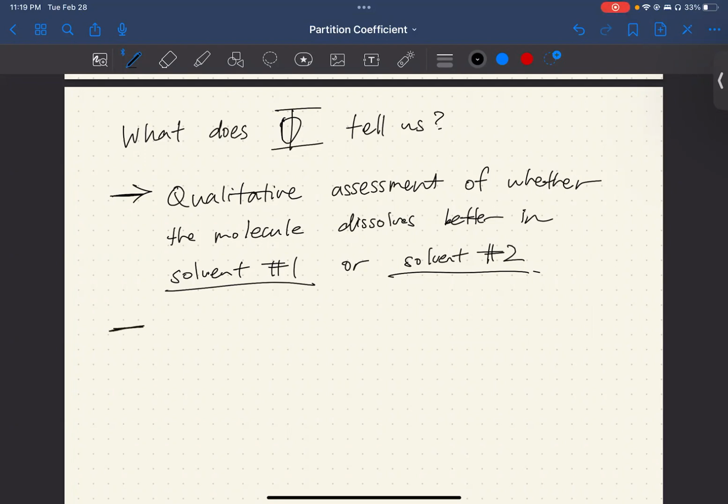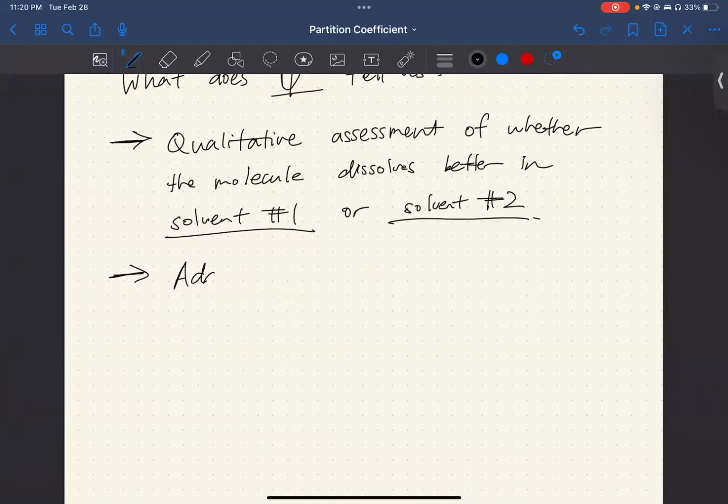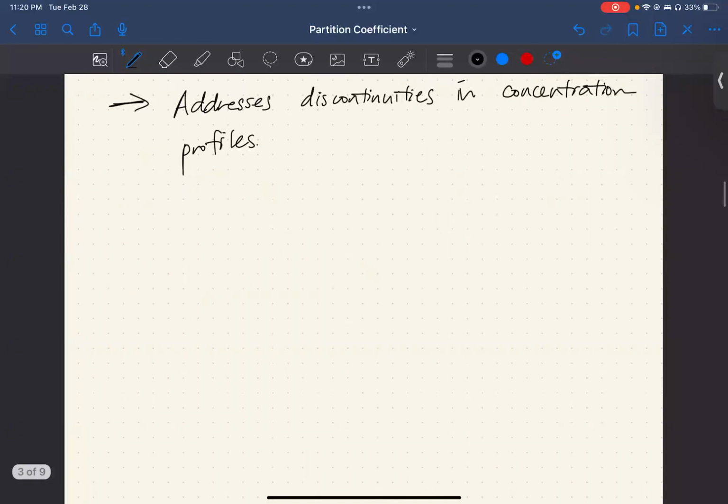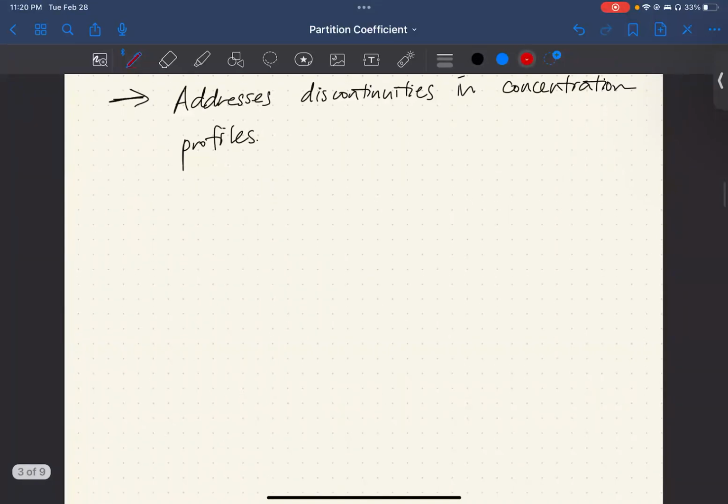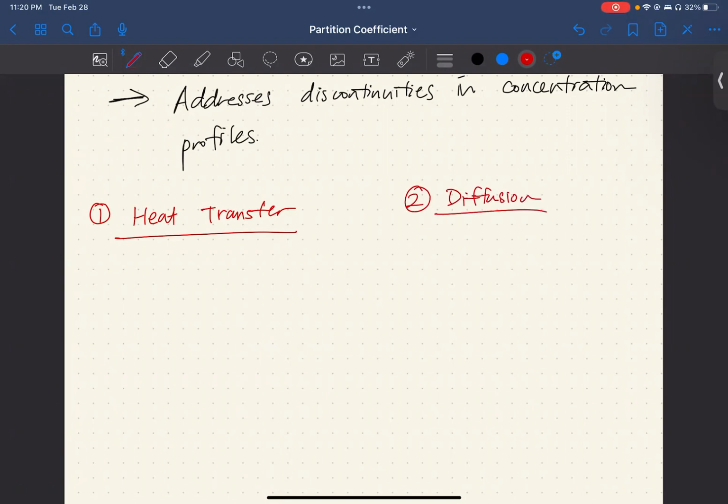And here's the second thing that it tells us. Well, it addresses discontinuities in concentration profiles, okay? And we saw this actually in quiz section. But let's take a step back and think about it. We just looked at two different types of conservation in this course. We first looked at heat transfer, and our second one is diffusion. So we looked at both of these.